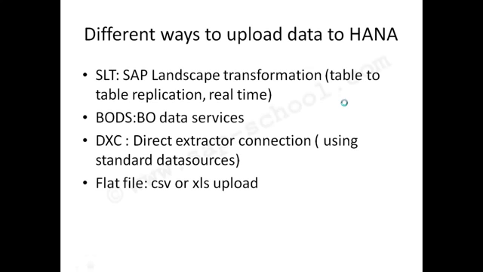So I put together a slide which shows us the different ways to upload data to HANA. The first one, as I mentioned earlier, is SAP Landscape Transformation, which is table to table and real time. Then it's the Business Objects Data Services. And then it's the DXC, which is the Direct Extractor Connection, which uses the standard data sources of SAP, which it used to transfer data from ECC to BW. So we use those data sources to extract data from other systems into HANA. And then, as I mentioned, flat file is CSV or XLS.